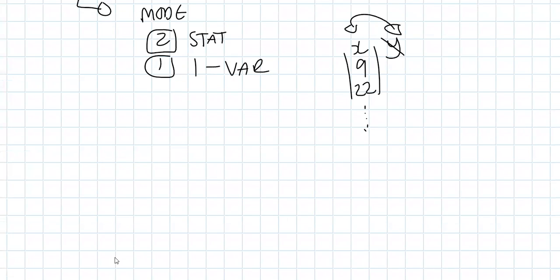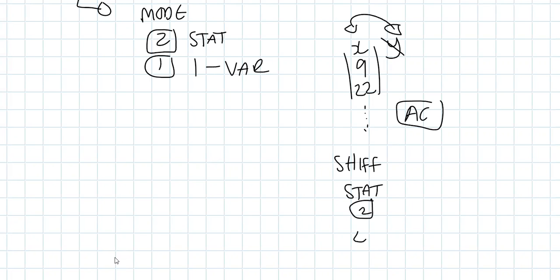Once you've inputted all your information, you just press AC. This will store it for you. And then you press shift stat, number 4 for var. Stat is above the number 2. Press number 4. This will give you var.